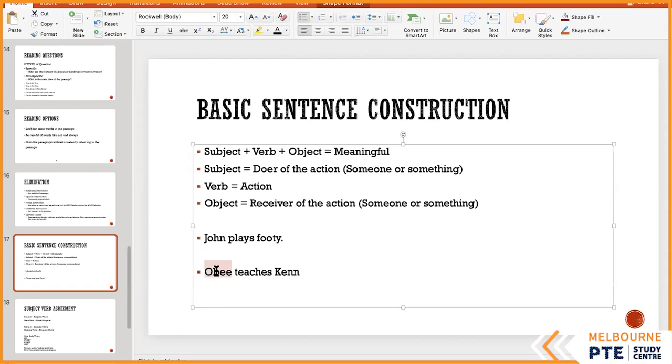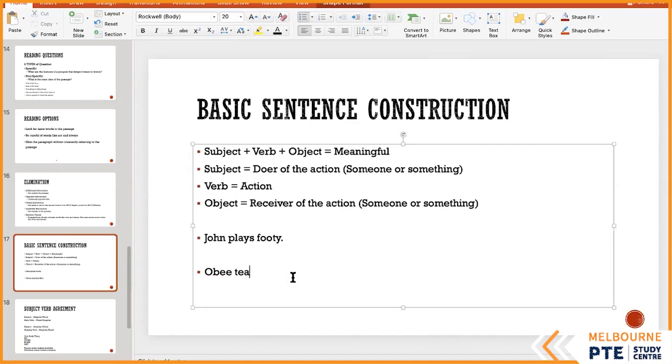Is it a verb? Is it an adjective? Is it a subject? So what is a subject? OB, it's a name. Name is what? Noun. Right? Object is who? Noun. So remember noun. That a subject, an object, must always be a noun. It cannot make sense if it's not.